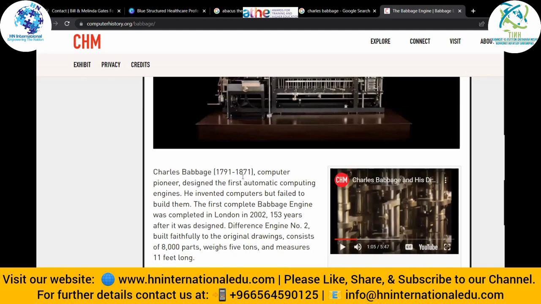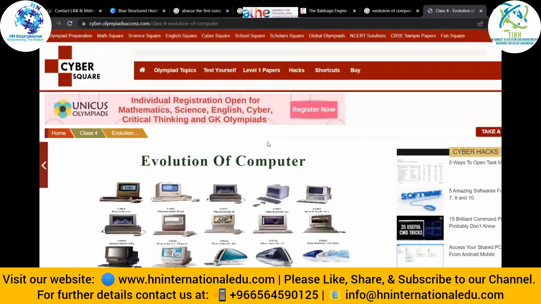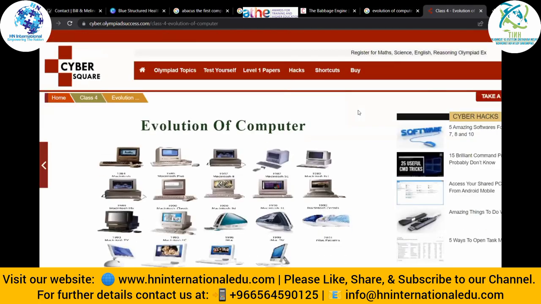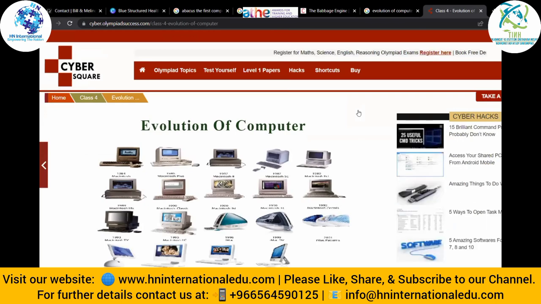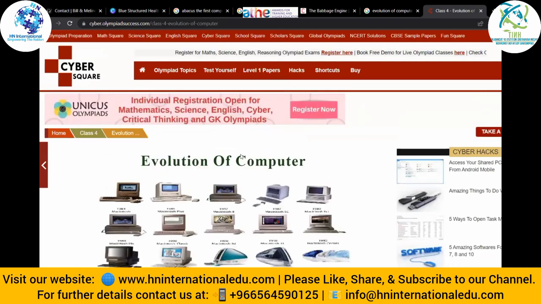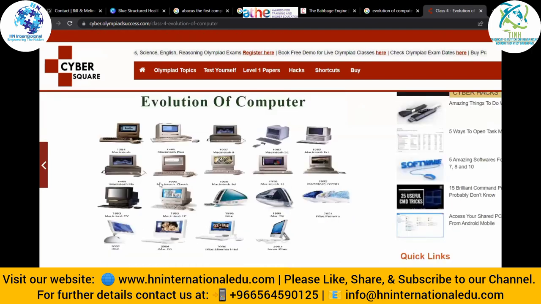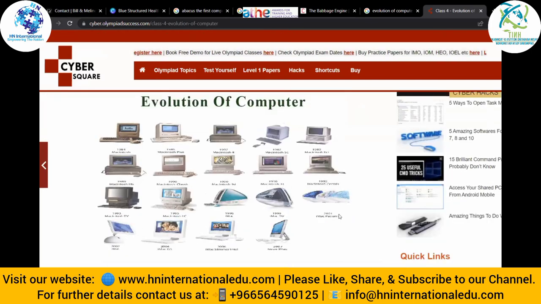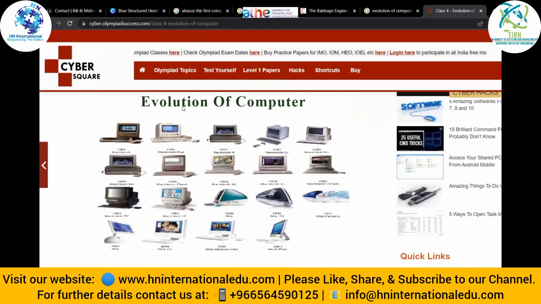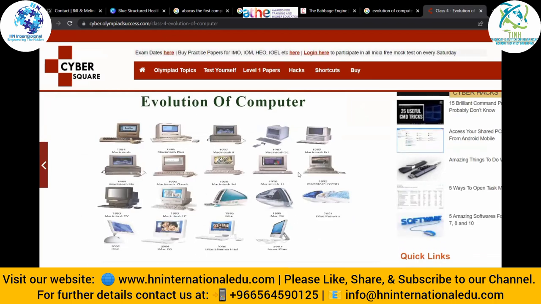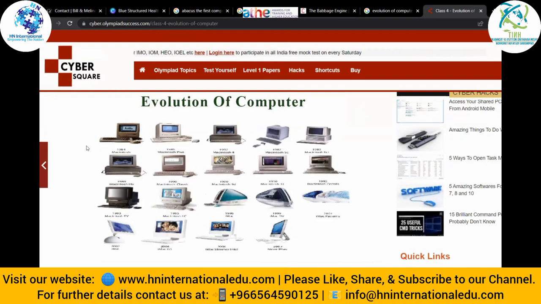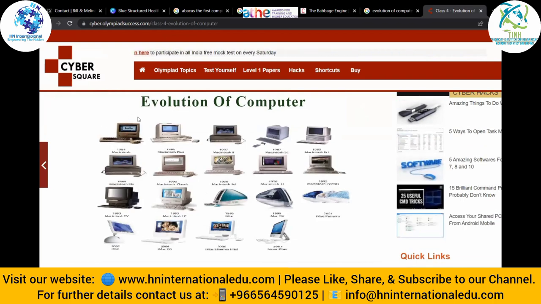So after that, from 1871, computers evolved more and more, because our subject is related to human computer interaction. In this subject, everything is about how the computer evolution took place. How did it come to the place it is now? As you can see on the screen, can everyone see the evolution of the computer? Yes, sir. The computer started evolving from here.